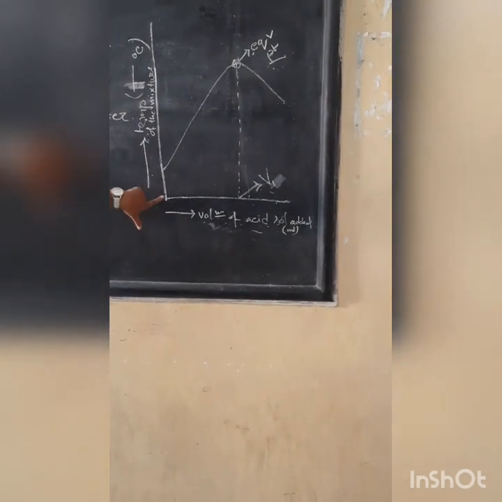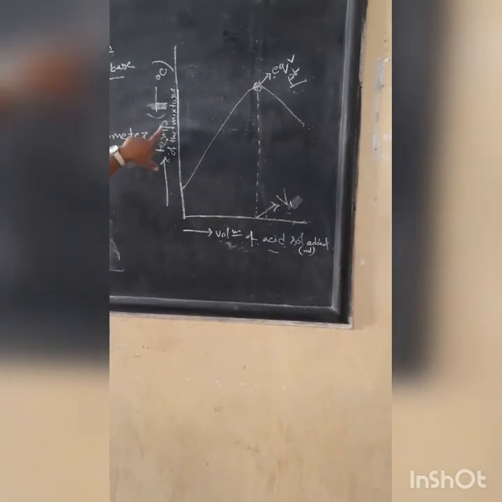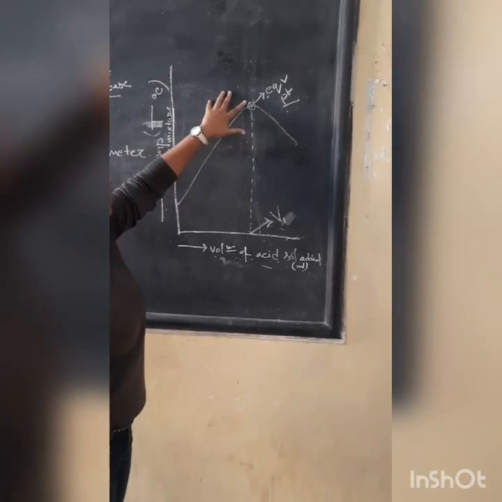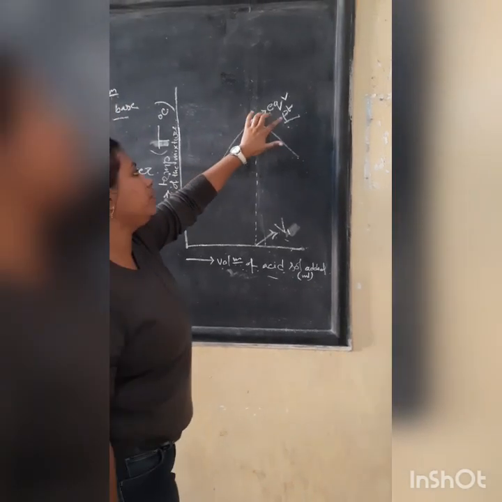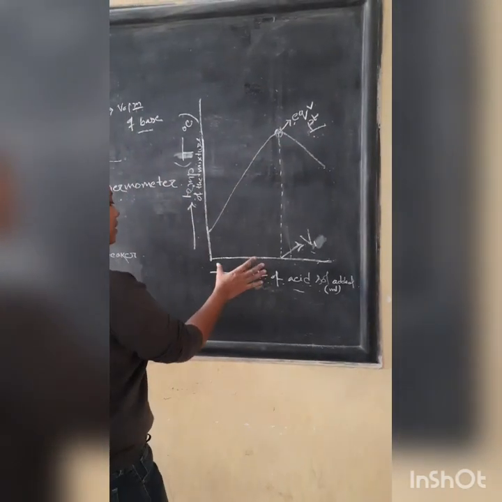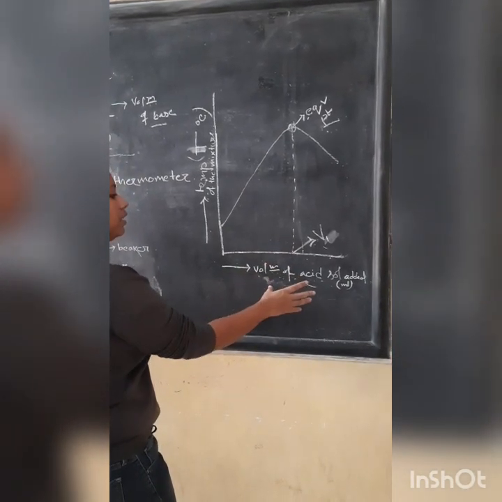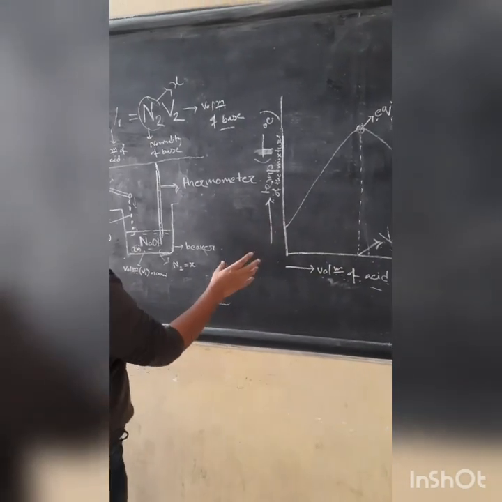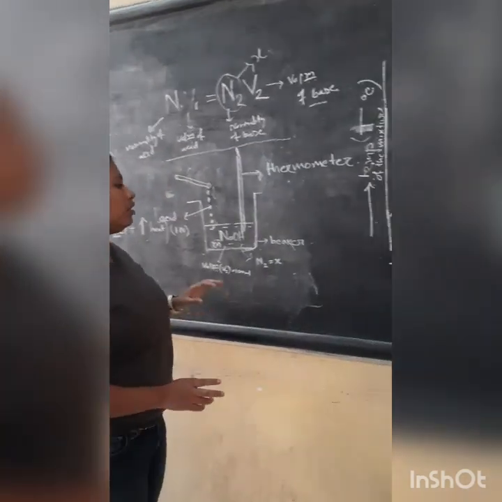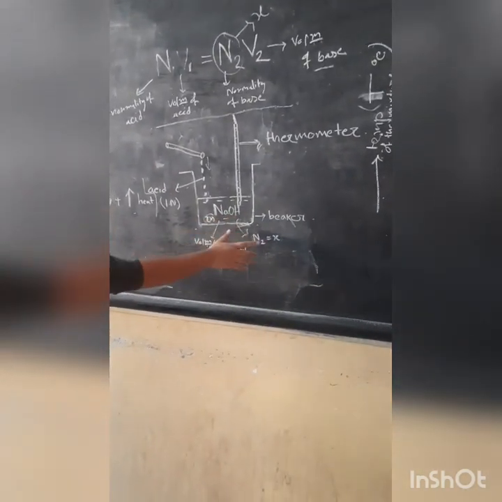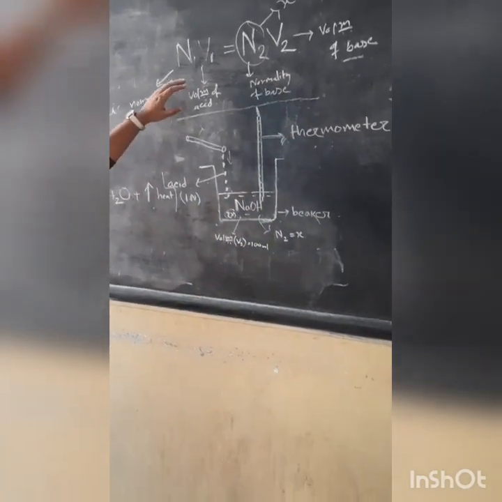So here we can see that increasing volume of acid solution into the NaOH solution increases the temperature of the mixture. Up to this point, this is the maxima, and this actually defines the equivalence point. It means this amount of volume of acid solution completely neutralized the known volume of NaOH solution.